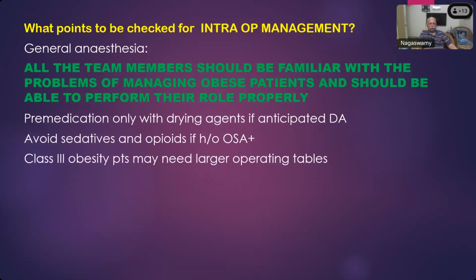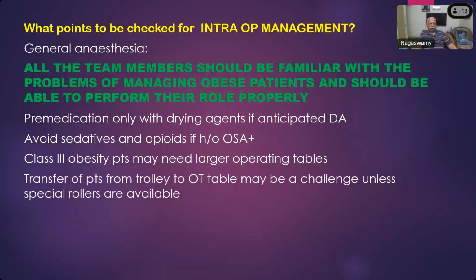Class 3 obesity patients may need larger operating tables. So you should plan and make sure that those tables are available in the OT. Transfer of patients from trolley to OT table may be a challenging issue unless special rollers are available. So you should keep all those modes of shifting the patient ready.